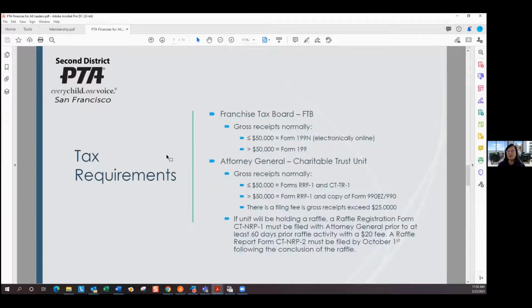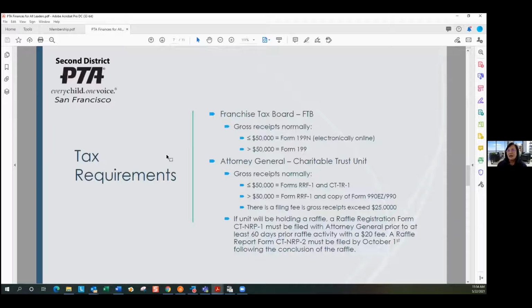The Franchise Tax Board has pretty much the same limitations. If your gross receipts are less than 50,000, you can file a 199N, and that's also done electronically online, a very simple form. But if you have gross receipts of over 50,000, you would need to file a form 199. And I think a lot of our units have actually used CPA firms to file their taxes, so if you are not comfortable or familiar with filing these tax forms, there are CPAs out there who would do these for you.